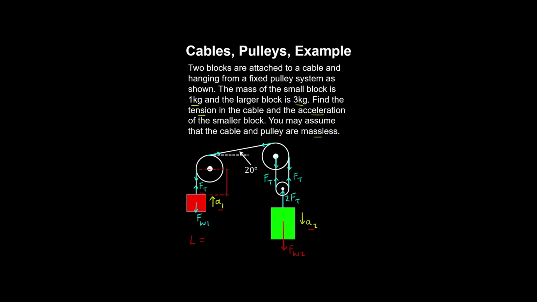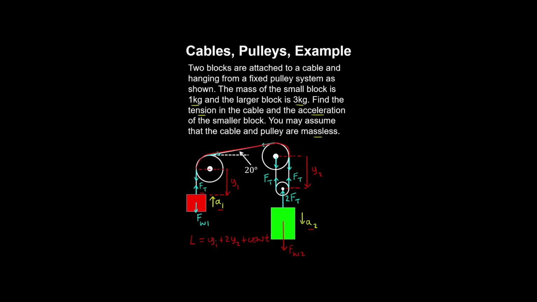So we can label this length from the fixed pulley as y1, and the length of these two parts of the cable as y2. So the length of the cable is y1 plus 2y2, and then plus a constant length of the cable that does not change when these blocks move up and down.